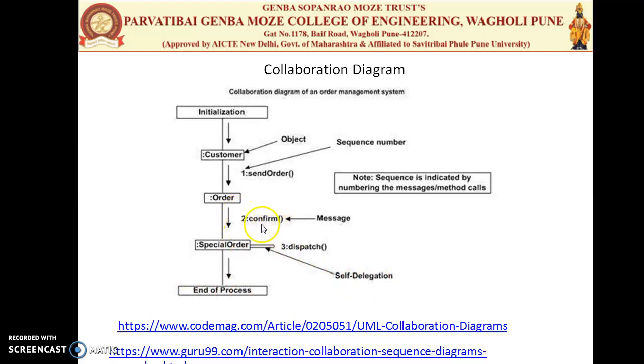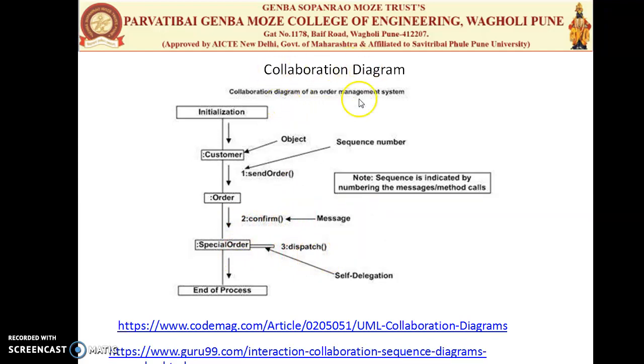The confirmation message and the send order message are labeled in a numerical manner. Means there is a number showing when things will happen. They are numbered in a particular sequence. First, the send order method will be called. Then second, the confirm method will be called. And third, the dispatch method will be called.